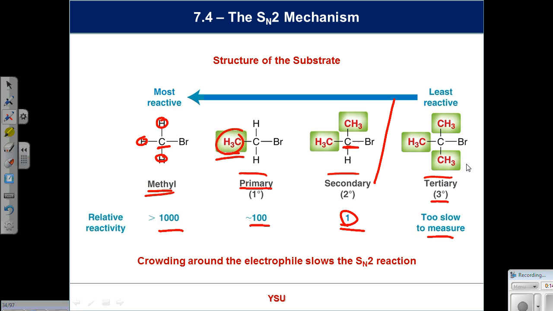That's okay? All right, moving along. So crowding in the electrophile slows down the SN2. And that can be taken further. Anything that's local, anything that's close by, that's going to crowd things out, will have an effect on how fast that thing goes.